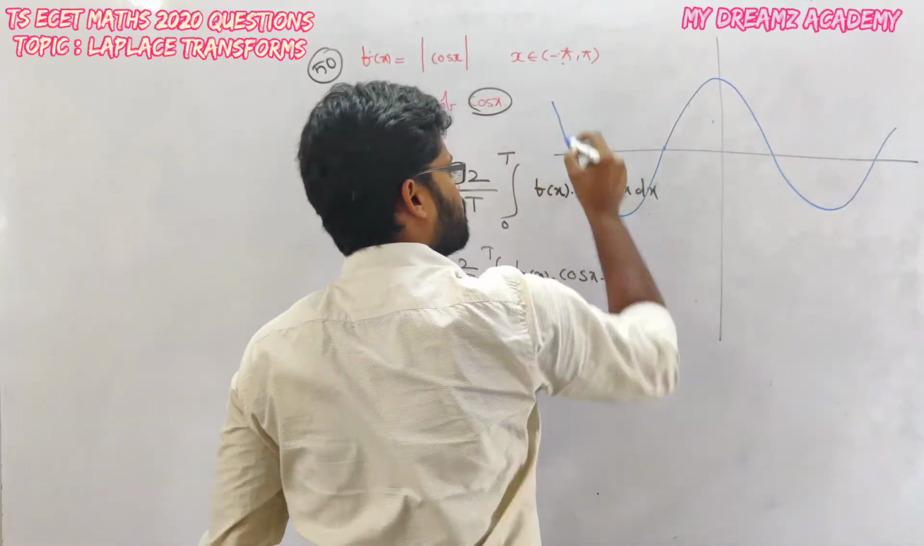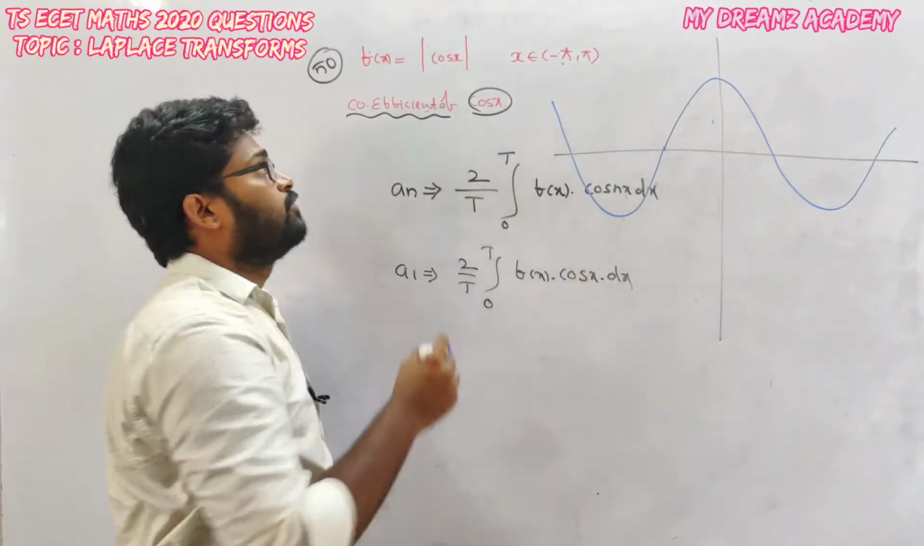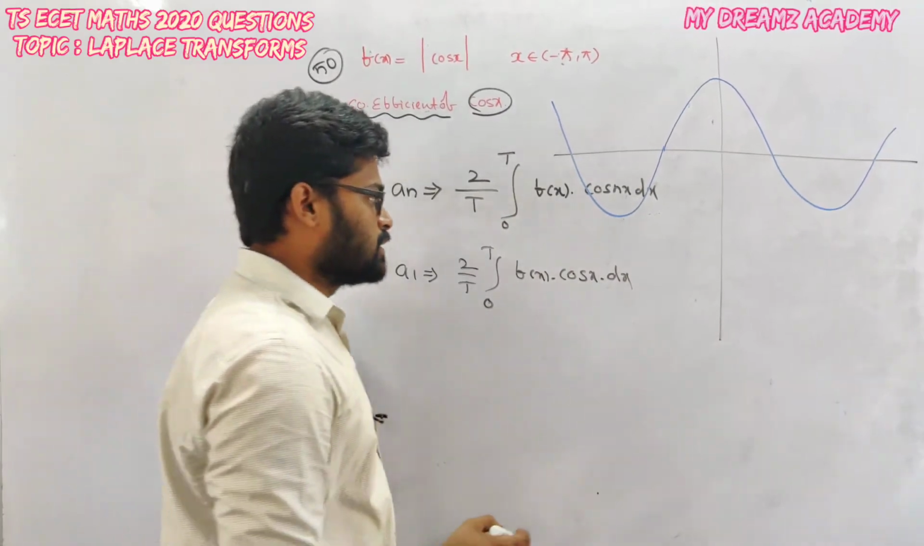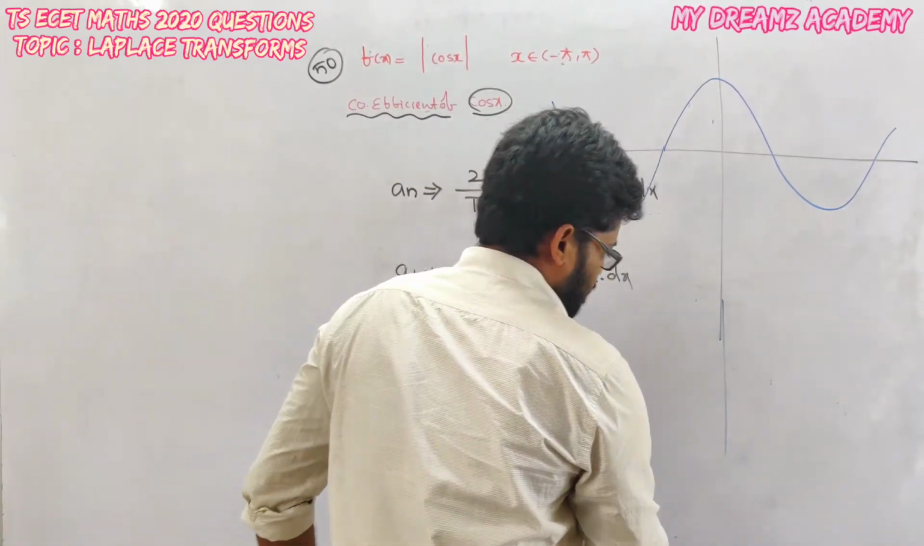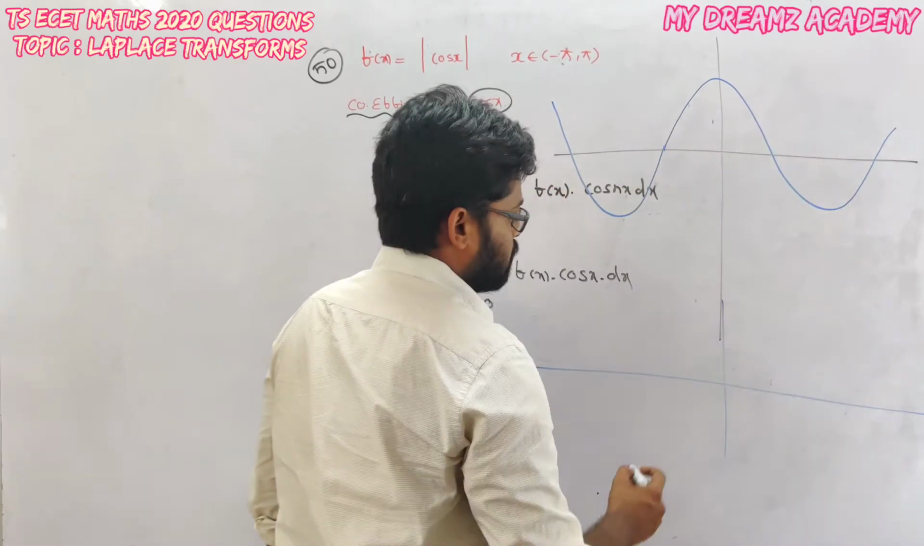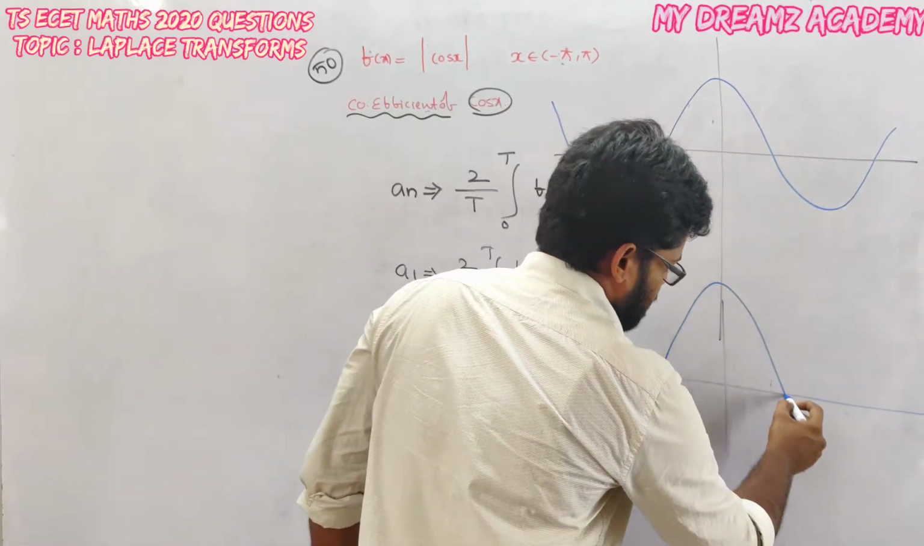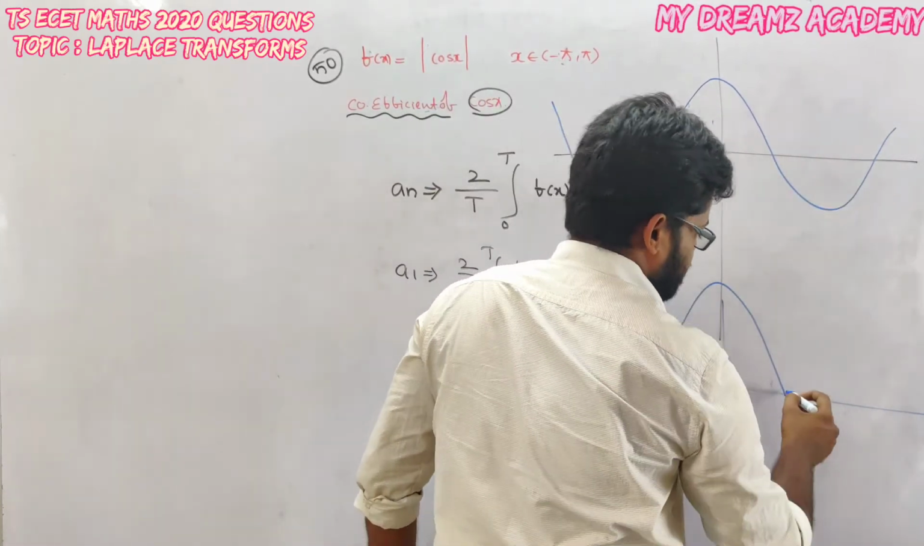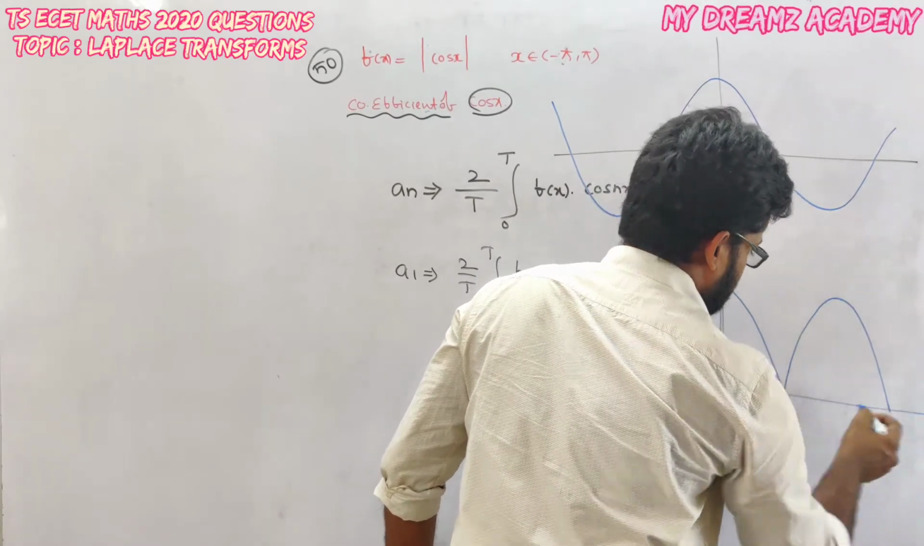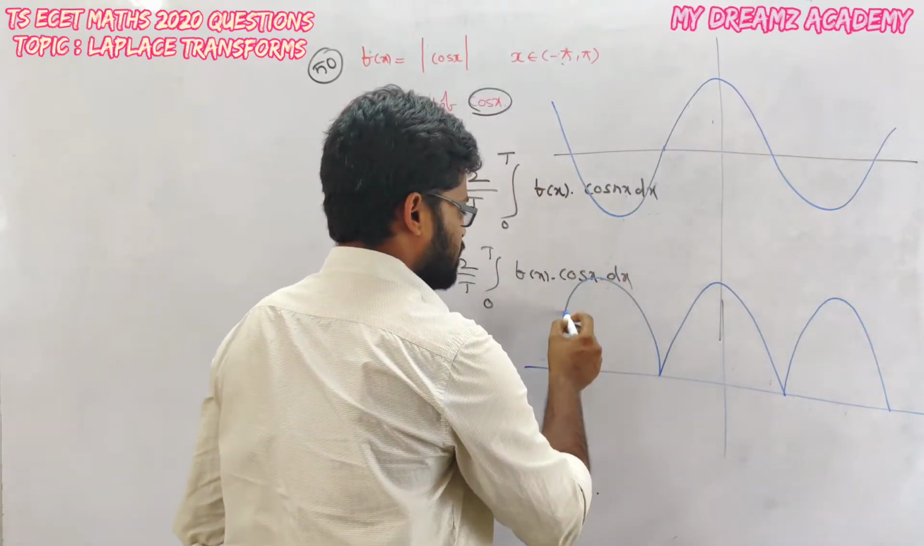This is the waveform of cos x. But here f of x is mod of cos x. So for every negative value it will give positive. That is the meaning of mod x. This negative part of the function also gives positive.